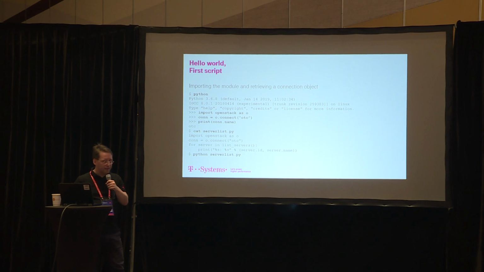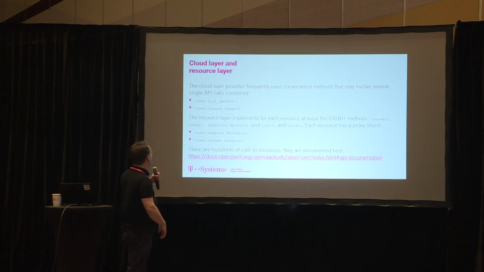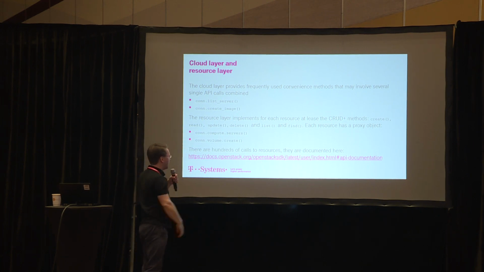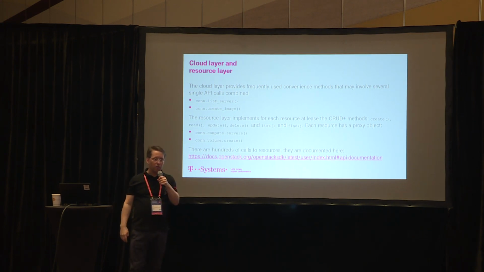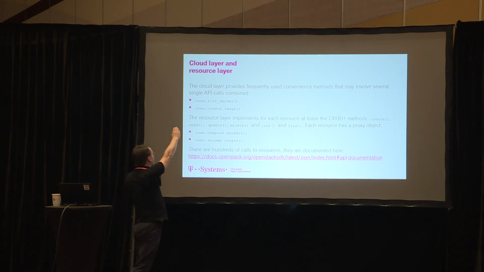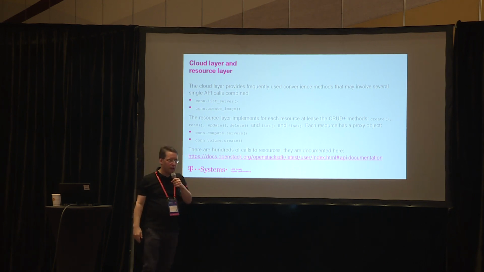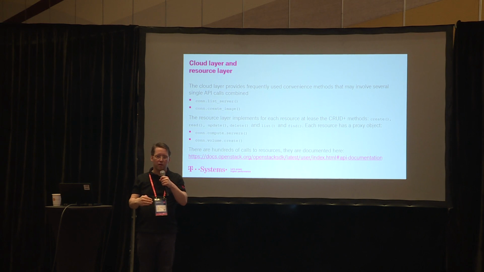As I mentioned, there are two layers, the cloud layer and the resource layer. And here I summarize a little bit how they are called. So if you want to write your own scripting in the Python language directly, you can use the connection object directly to do something like list servers, or create image or something like that. Those are high-level functions that may call in the background a number of the function calls in the resource layer.